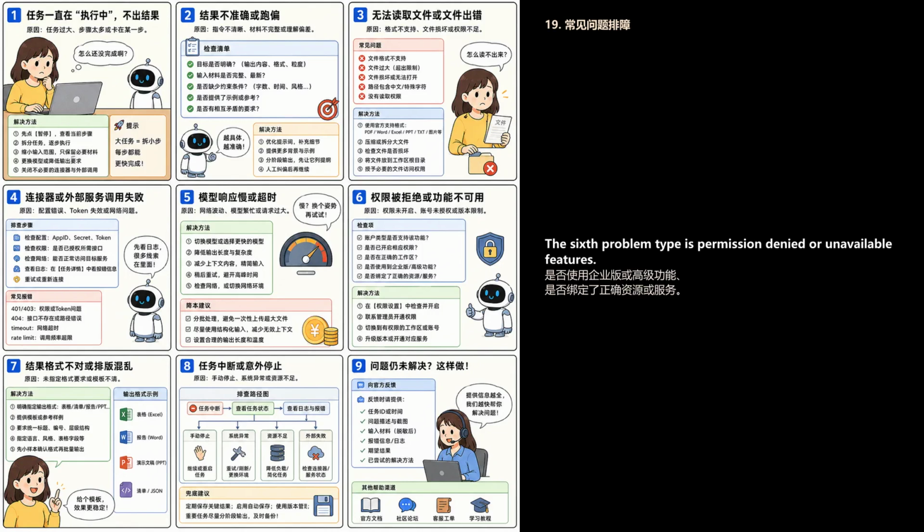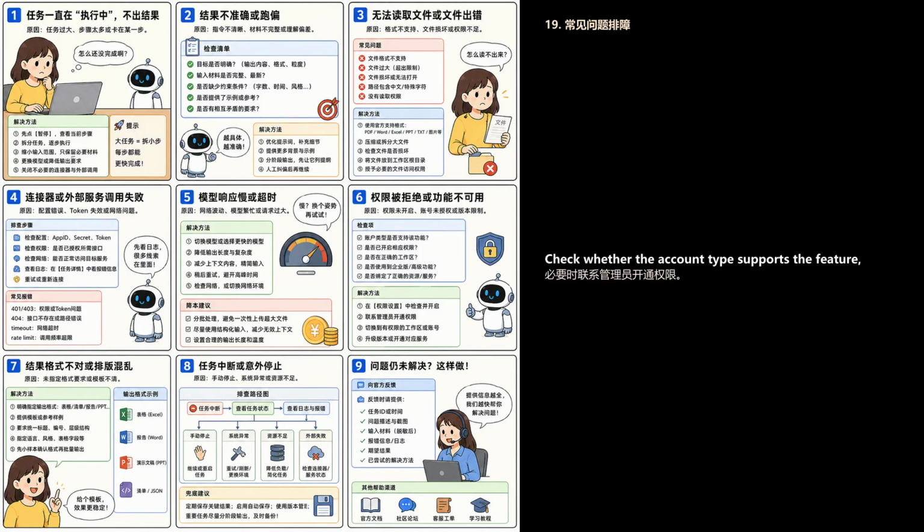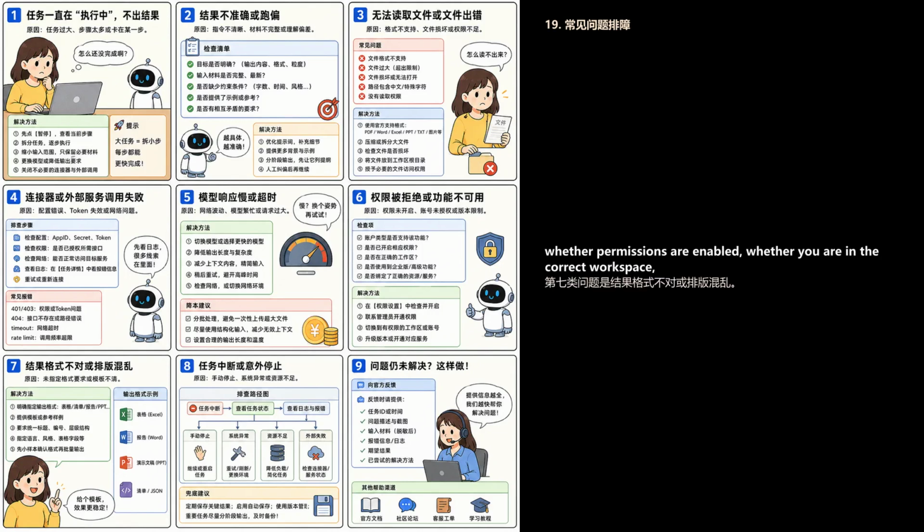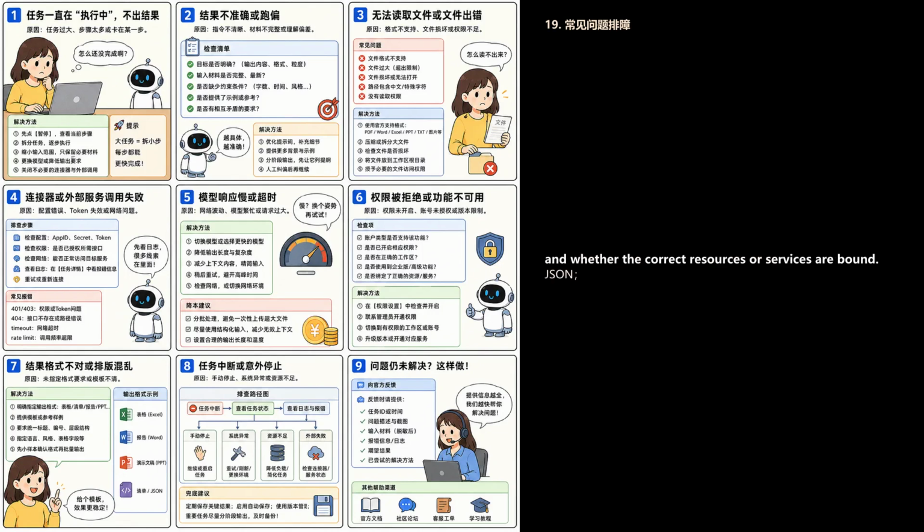The sixth problem type is permission denied or unavailable features. Check whether the account type supports the feature, whether permissions are enabled, whether you are in the correct workspace, whether enterprise or advanced features are required, and whether the correct resources or services are bound. Contact an administrator if necessary.